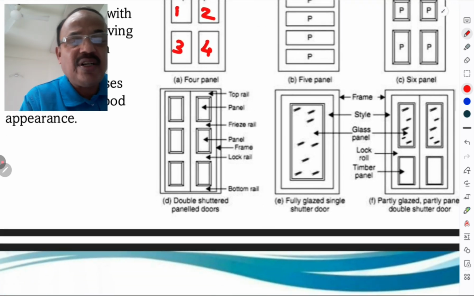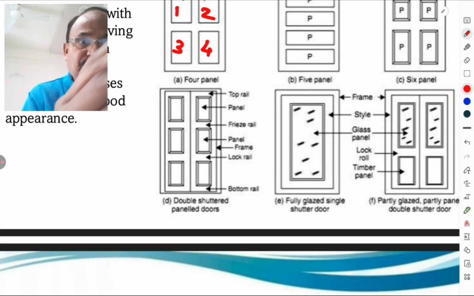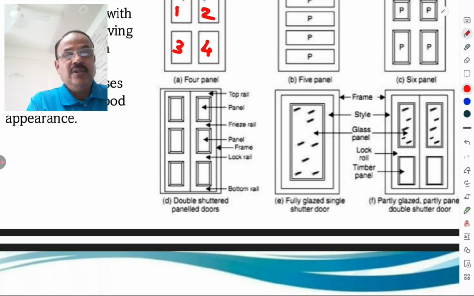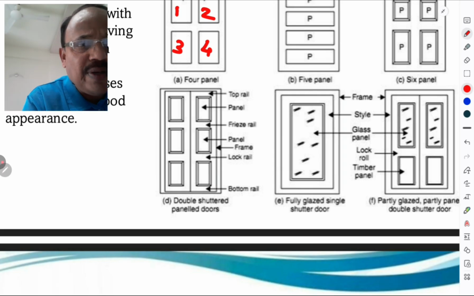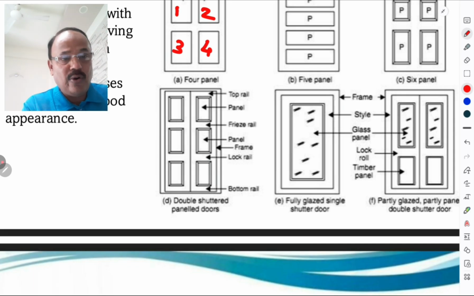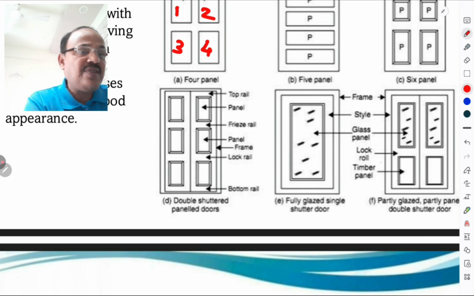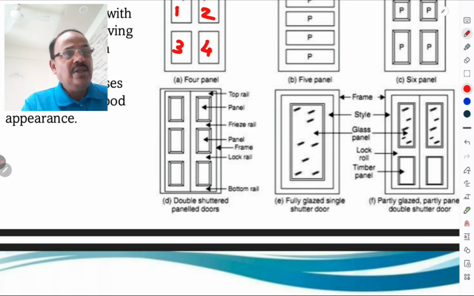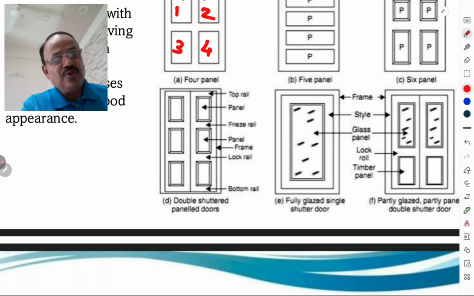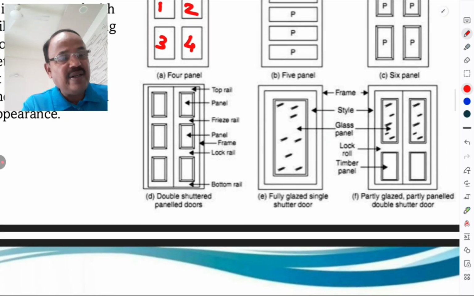Then double shutter means there is a median part in between the two shutters. Then this is called as a top rail. Names are same. This is panel. The bottommost below the top there is a frieze rail. Below that frieze rail there is a lock rail because locks are provided in that lock rail, and below that is the bottom rail. These are the glass panels. Sometimes timber panels are used. When both timber and glasses are used, it is called as partly glazed and partly paneled.